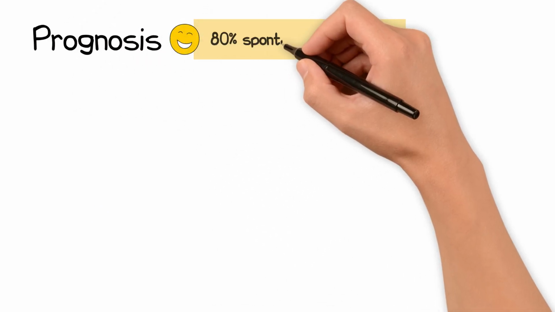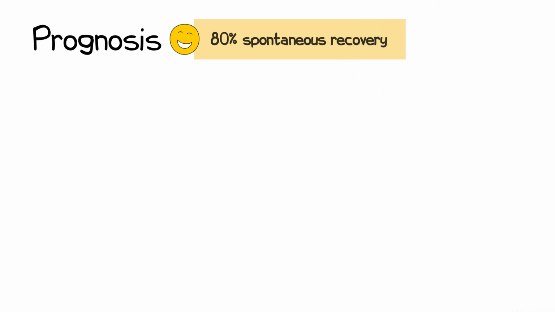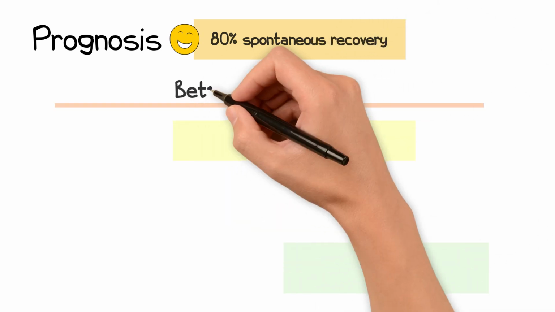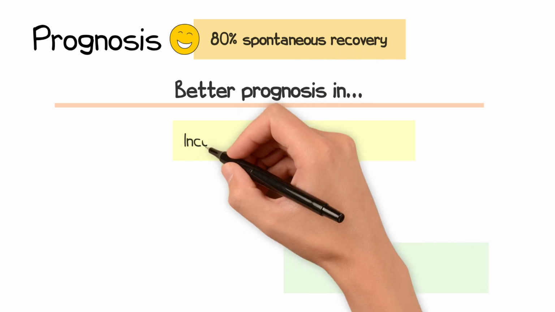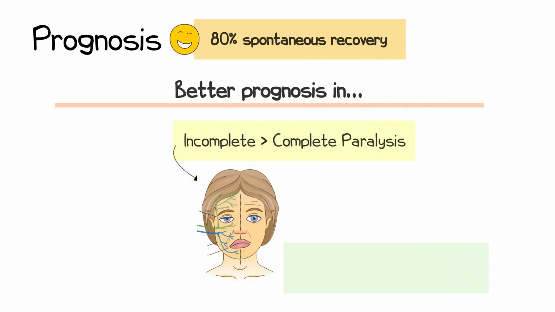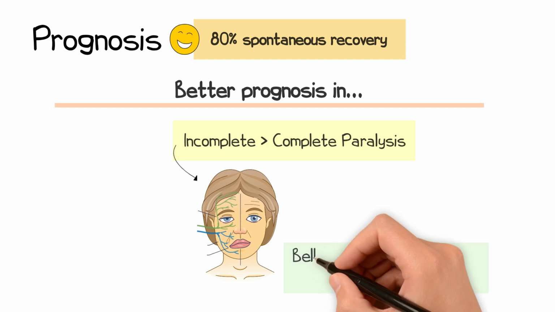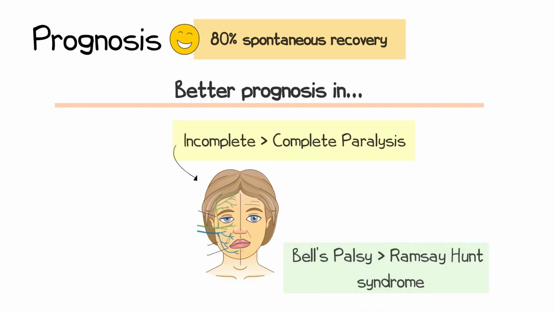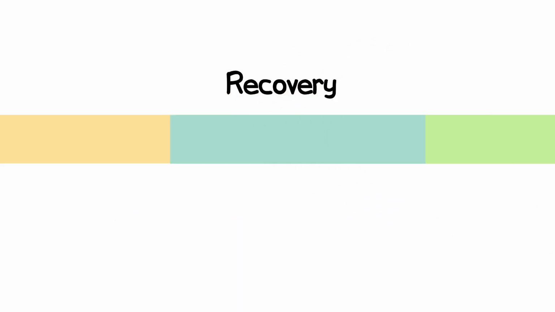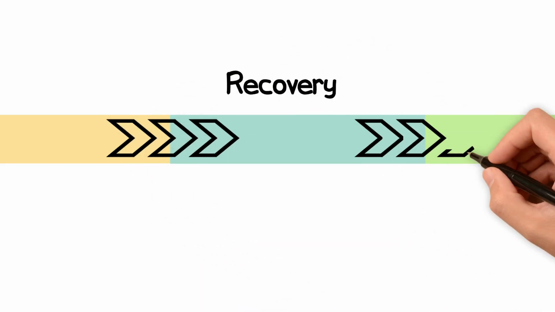Prognosis. Generally, the outlook is good, with around 80% of individuals recovering spontaneously without any major intervention. Several factors influence prognosis. Those with incomplete paralysis tend to have a better outcome than those with complete paralysis. Bell's palsy also has a better prognosis than Ramsay Hunt syndrome, which often involves more severe nerve inflammation. Recovery usually involves 3 stages, with the duration in each stage varying between individuals.